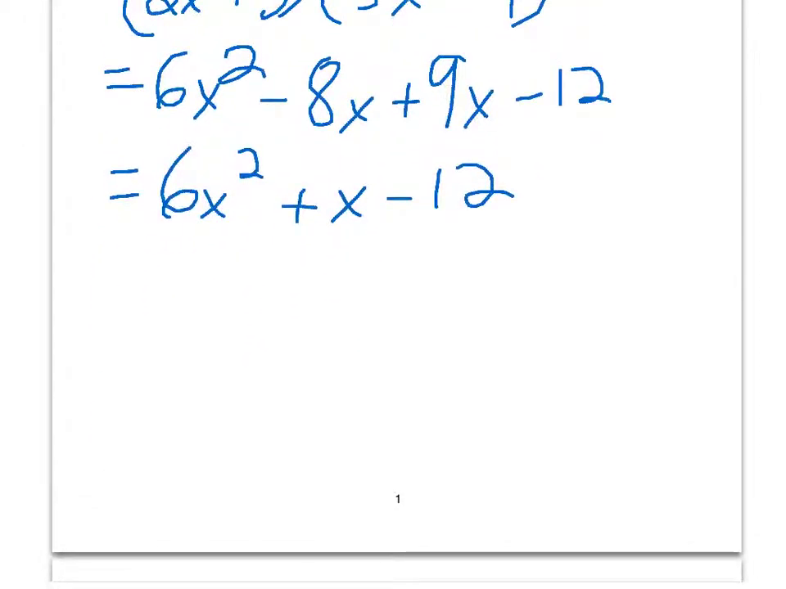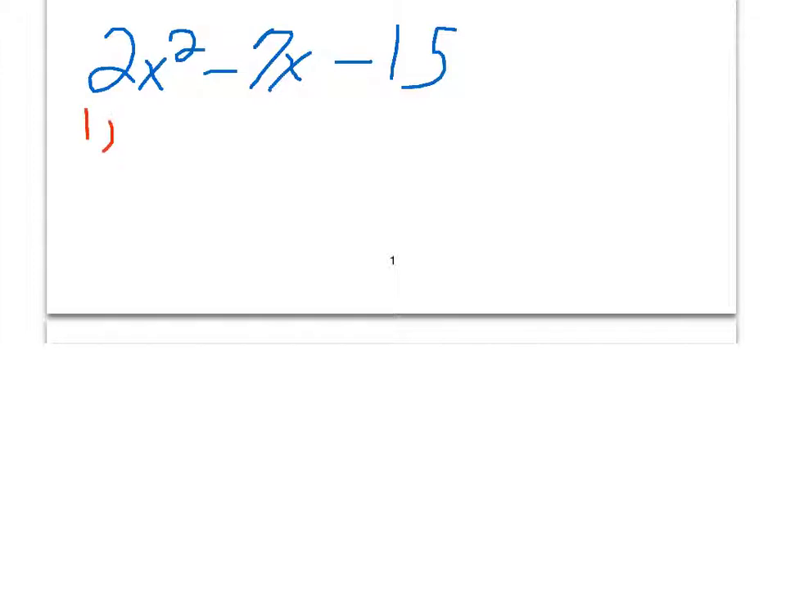Alright, so let's give it a try. Let me scoot down a little bit so we've got plenty of room. Let's do 2x squared minus 7x minus 15. We first need to identify the factors of 2 and 15. 2 is easy. That's 1 and 2. We'll let the constant factors absorb the signs, so we'll keep those positive. 15 would be 1 and 15, of course, and then 5 and 3.